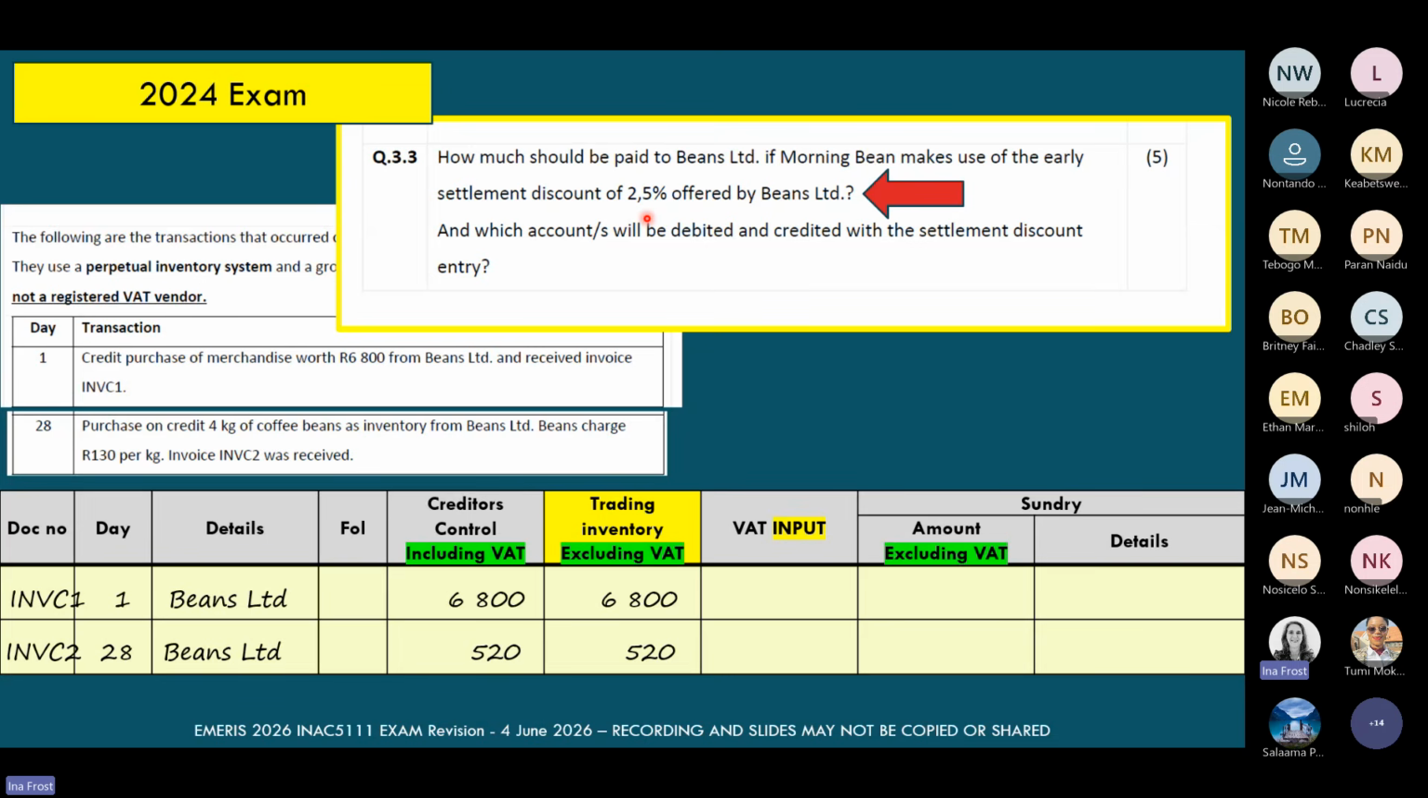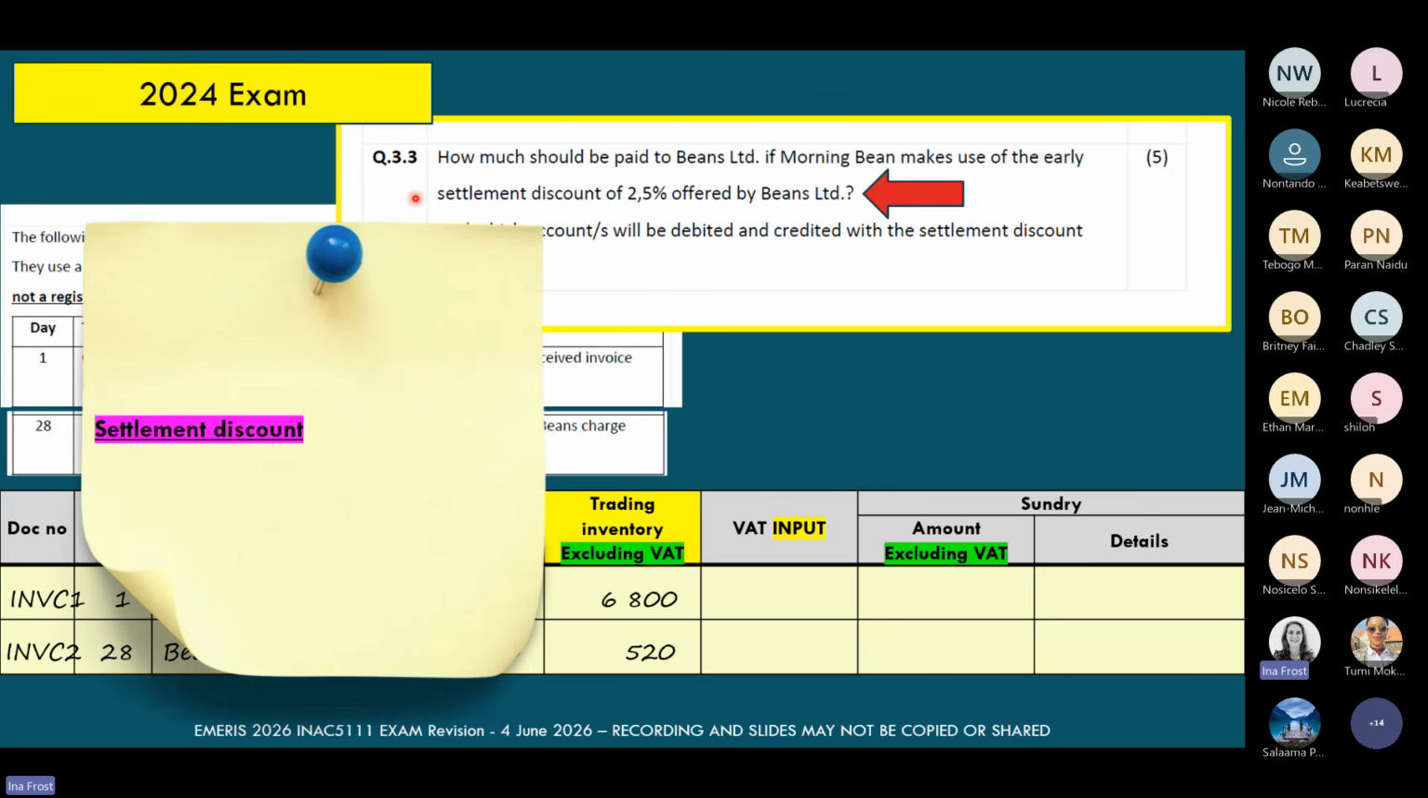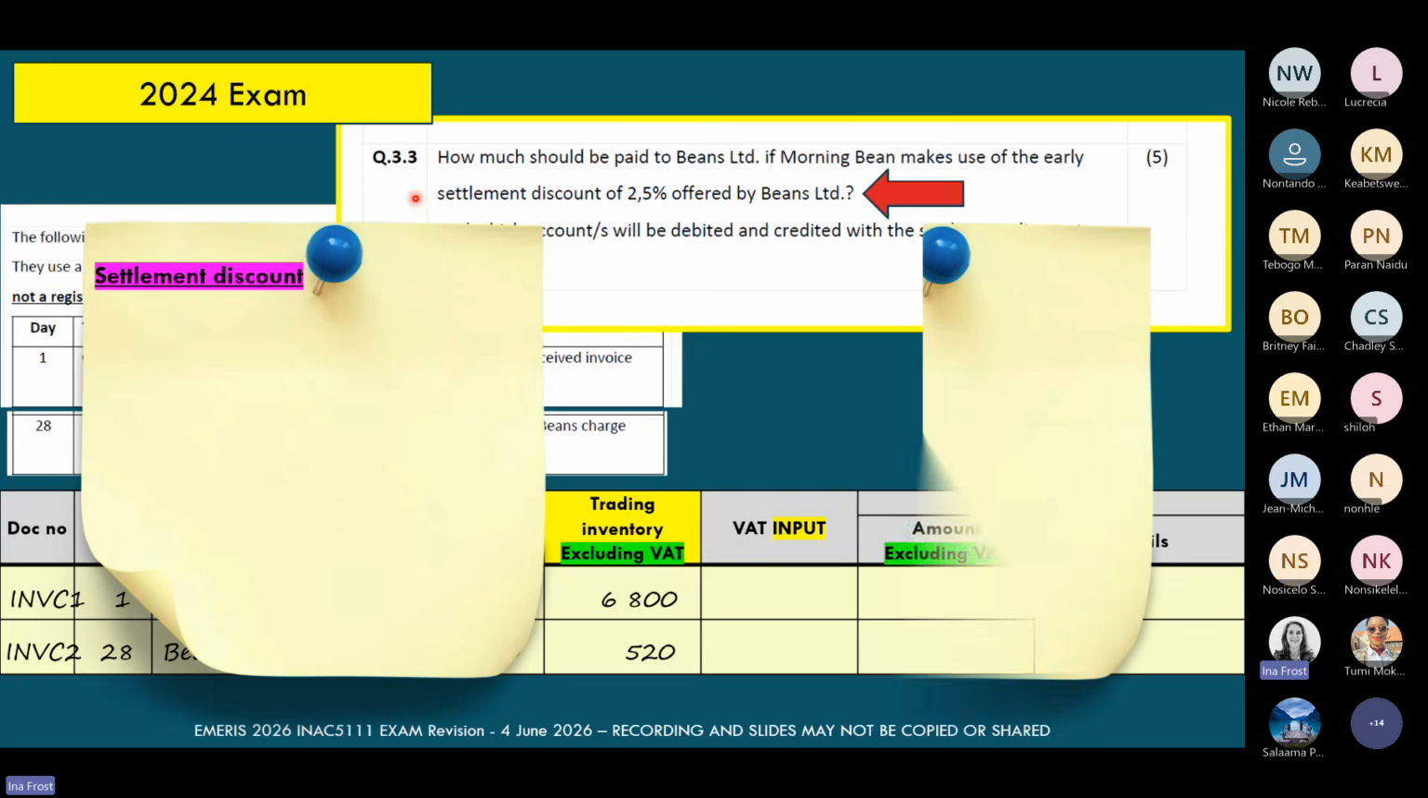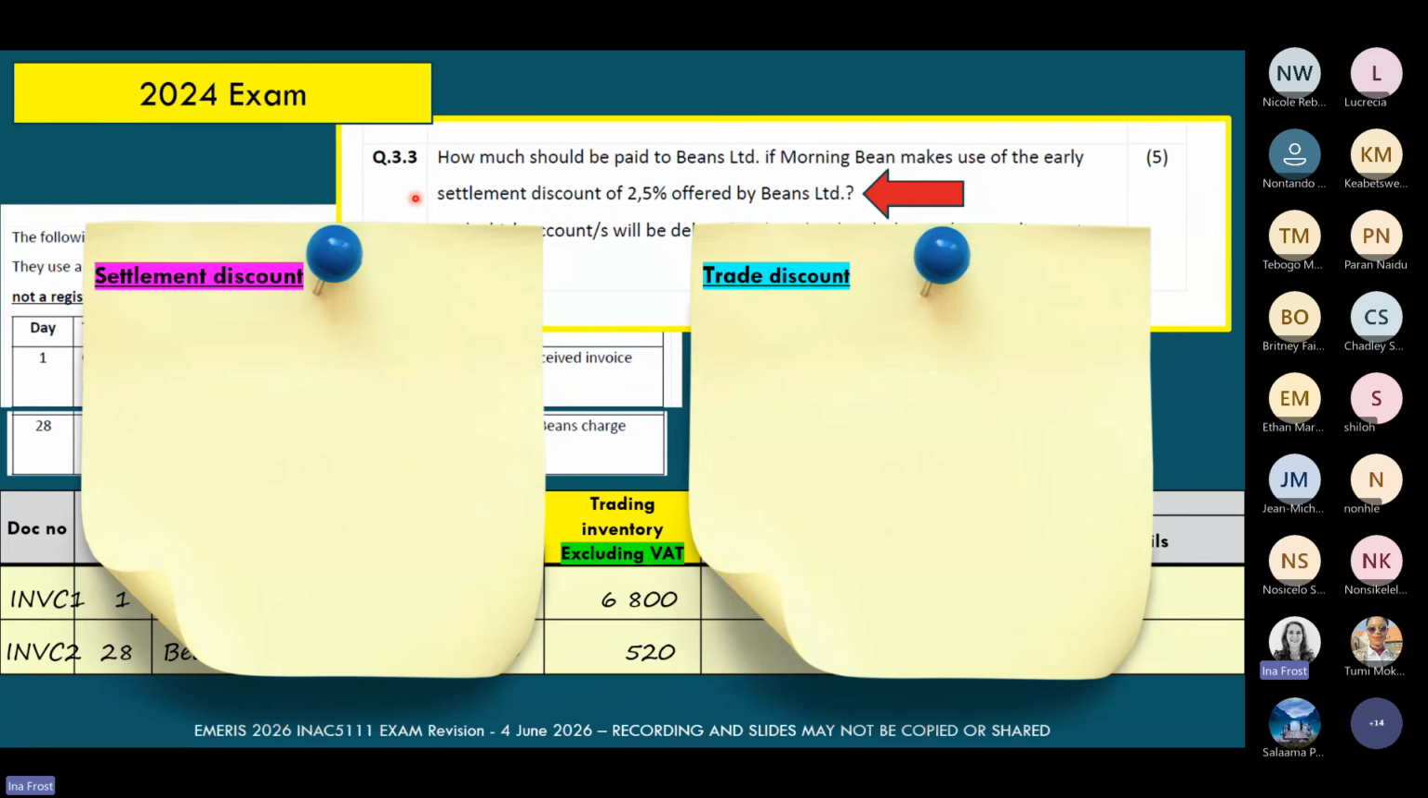And you remember earlier today when we were in Learning Unit 6, we already spoke about the accounting entries for settlement discounts. And at that time, I said we will talk about the difference between a settlement discount and a trade discount. And it's important for you to know the difference. And this is for both the purchase or the sale of inventory. So let's just look through it.